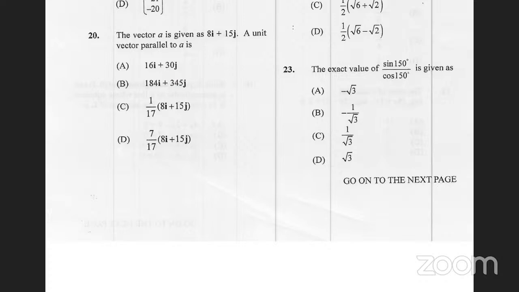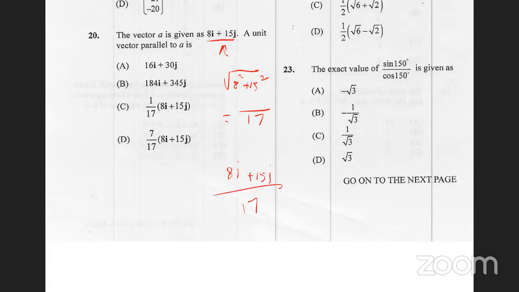Okay? So let's find the unit vector for this. So let's get the magnitude. Square root of 8 squared plus 15 squared. How much is that? I feel like that's about 17. Right? So that's 17. So therefore, a unit vector will be 8i plus 15j over 17. That's a unit vector, right?